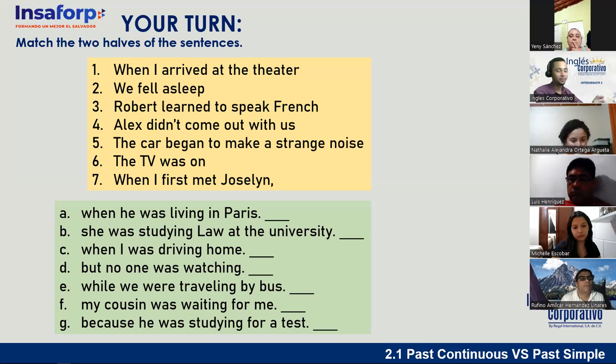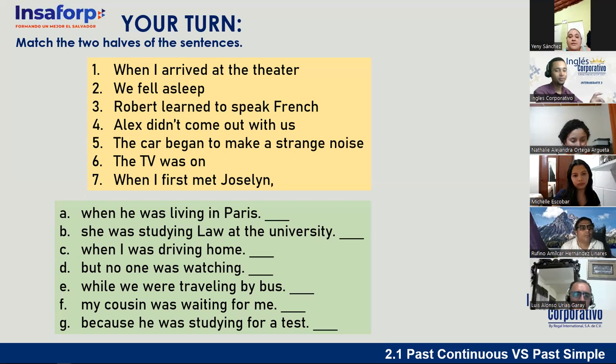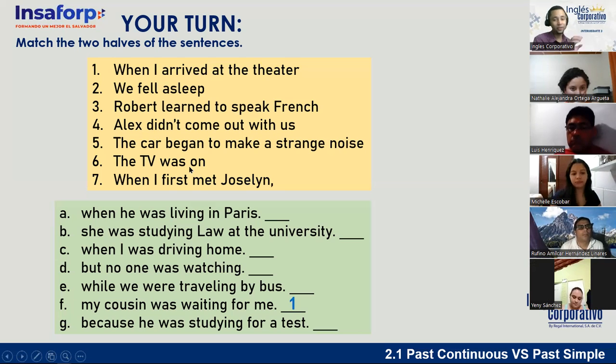Jenny. When I arrived at the theater, my cousin was waiting for me. That is correct. Very good. When I arrived at the theater, my cousin was waiting for me.